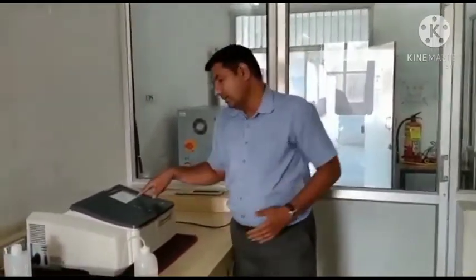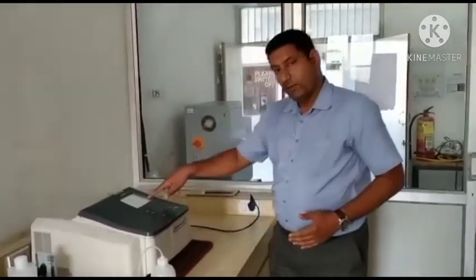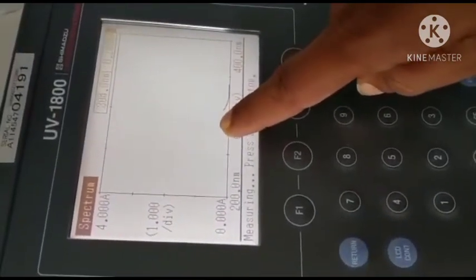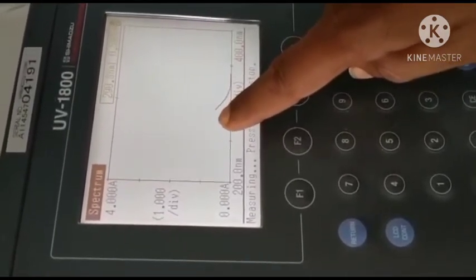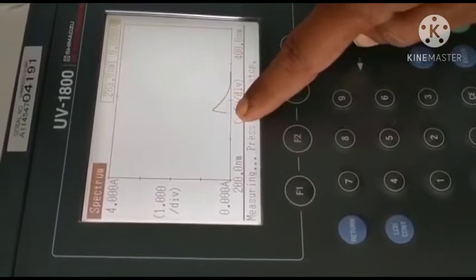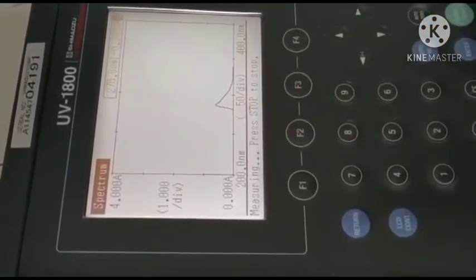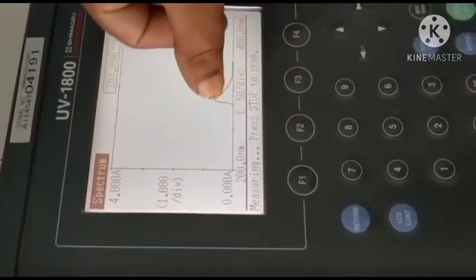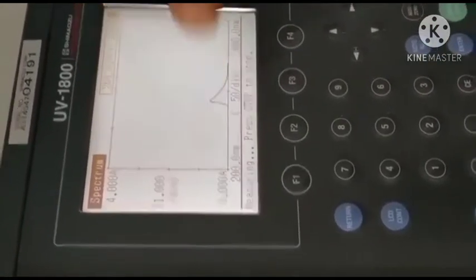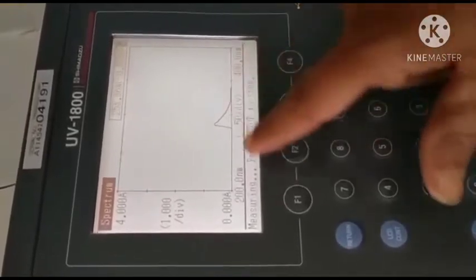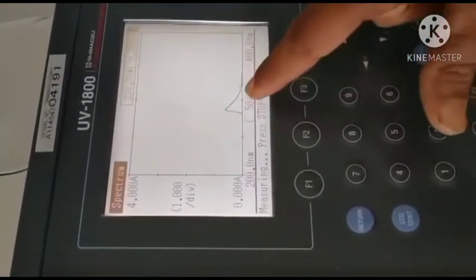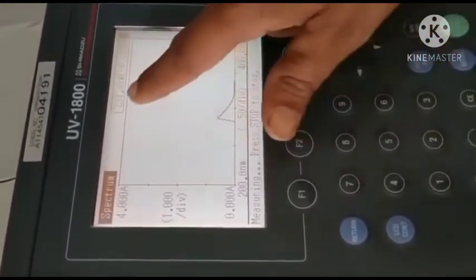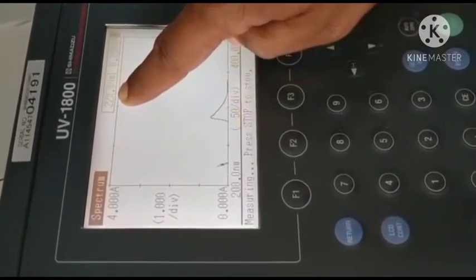Now you can see the graph. Please see the graph now. This graph is showing the absorbance of ethanol against water. Water is the standard and ethanol is the test. So this graph is increasing. That means our ethanol is absorbing the wavelength, and these peaks show the lambda max. This is the lambda max of ethanol, and we can easily determine it after completion of this range, that is from 400 to 200.